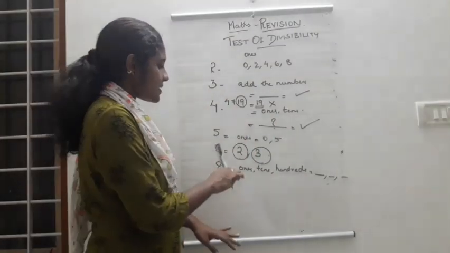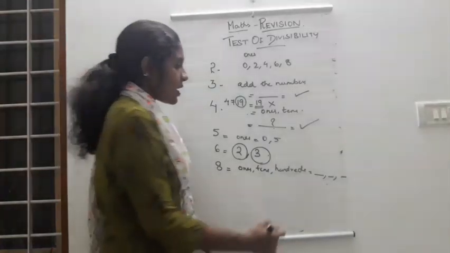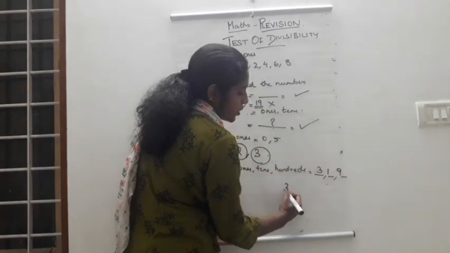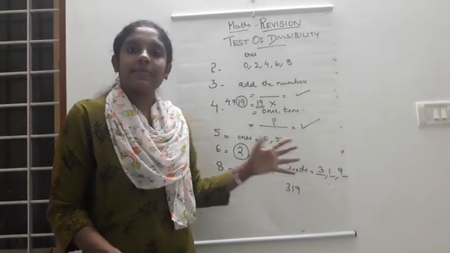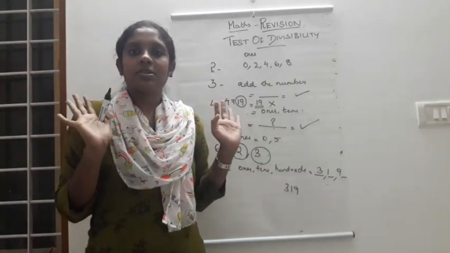Same like that, in the case of 8, you take the number given in the ones, tens and hundreds place. Say the number in the ones, tens and hundreds place is 319, and you find out whether 319 is divisible by 8. If it is divisible by 8, that means the whole number is divisible. If it is not divisible, it means it is not divisible.